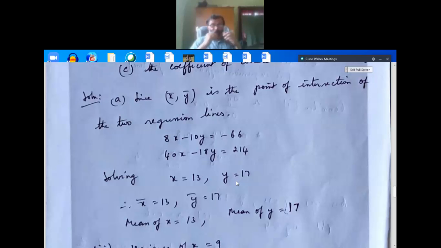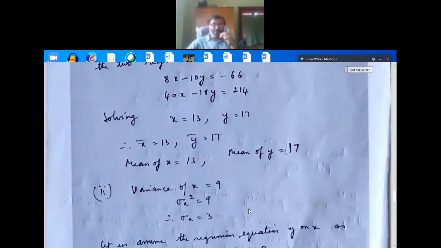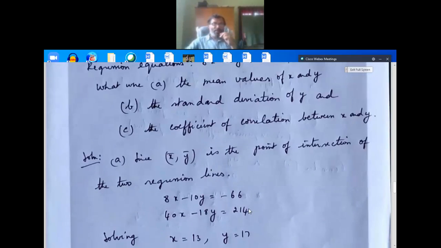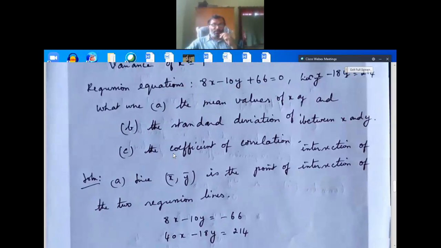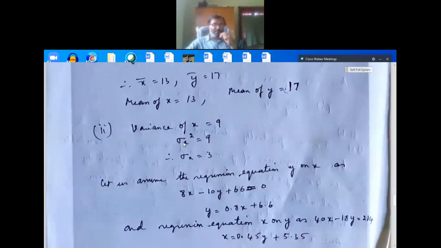That means it is the point of intersection of the two regression lines, and you should know the point of intersection of two regression lines is always the mean. The x coordinate is the mean of x, the y coordinate is the mean of y. So x bar equals 13, y bar is 17. So mean of x is 13, mean of y is 17. Now to answer the second question, it is given here variance of x is 9. So variance of x is 9 means sigma x squared, because standard deviation is equal to square root of variance.